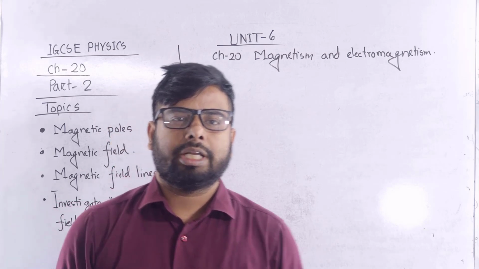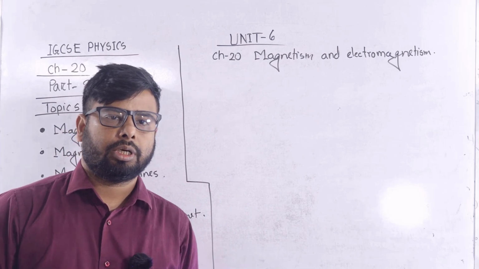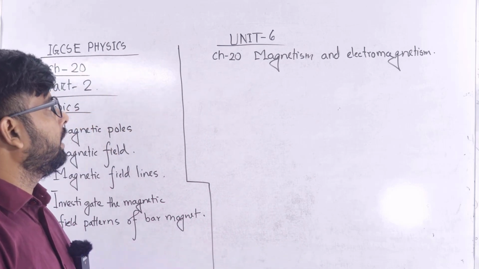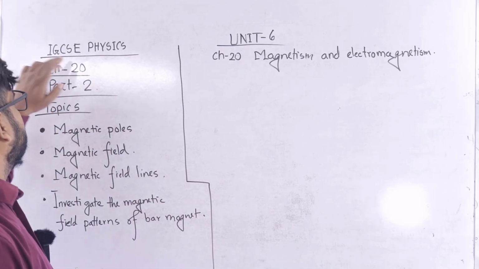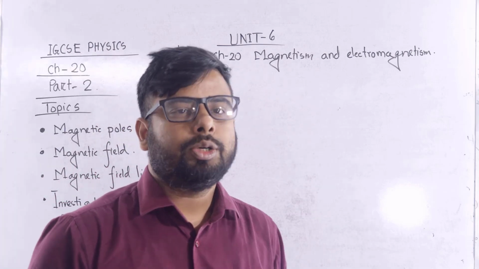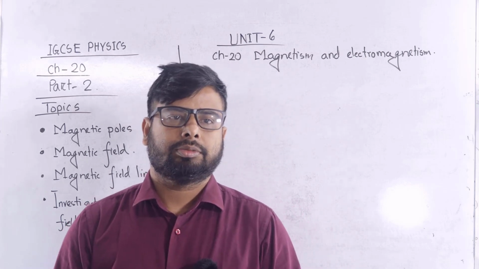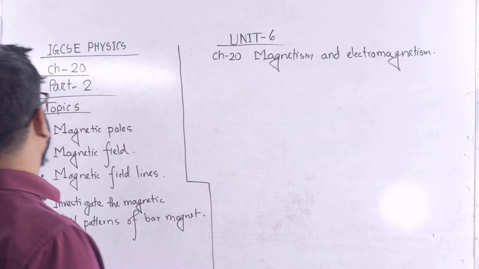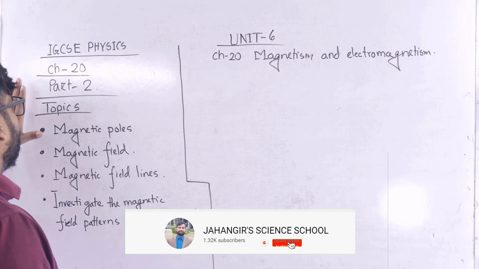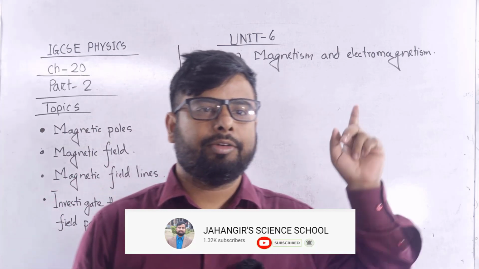Hello, Assalamu alaikum. My dear students, today I am going to discuss IGCSE GCSE Physics Unit 6, Chapter 20: Magnetism and Electromagnetism. This is the part 2 video. Part 1 video links are given here.